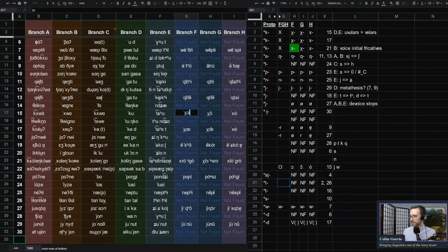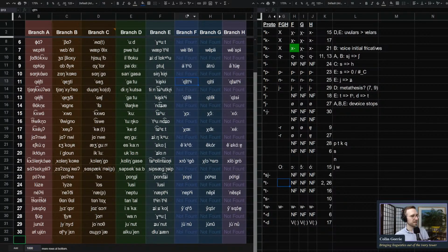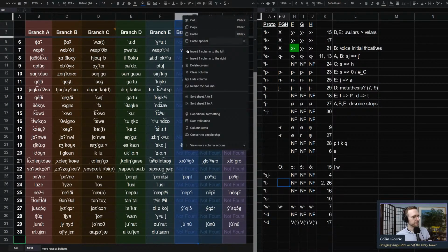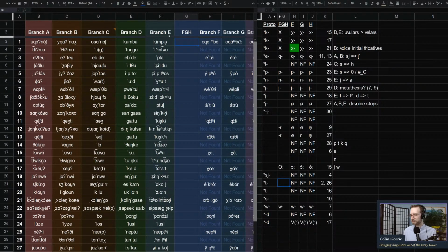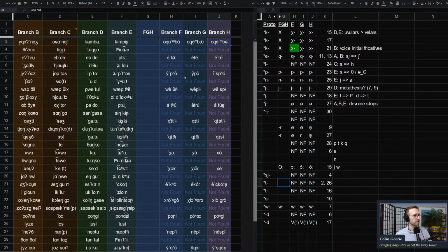So we can make some protoforms. I don't know, would it be all right if I just inserted a branch for our hypothesis? And we can start to make some reconstructions here.